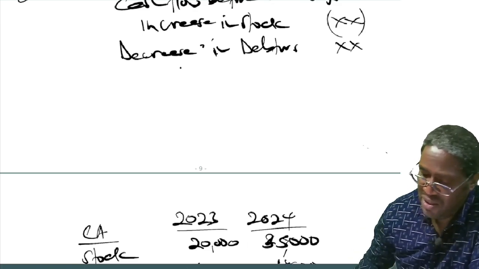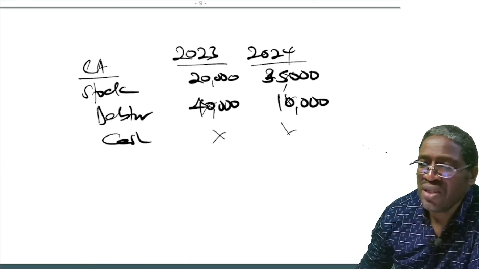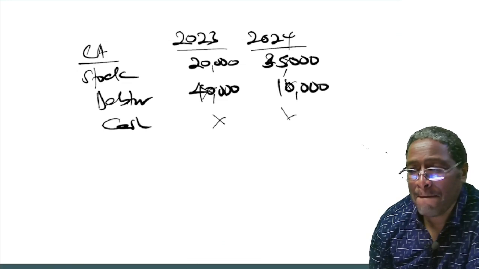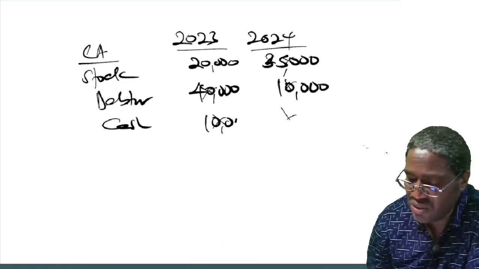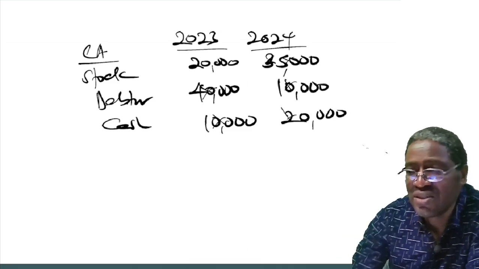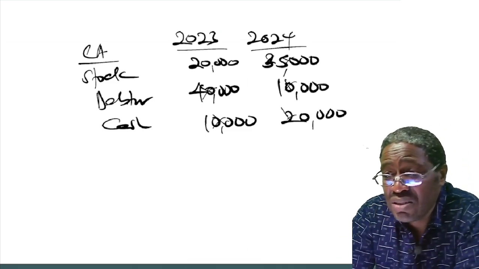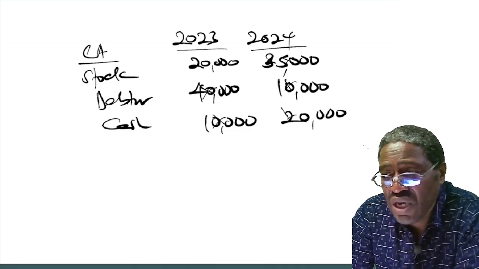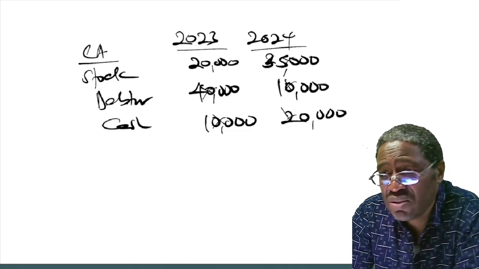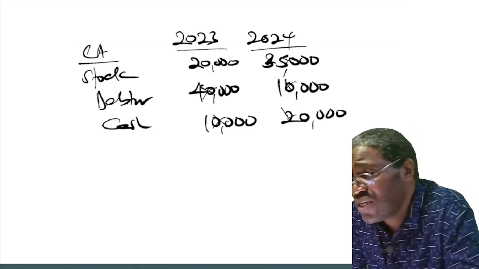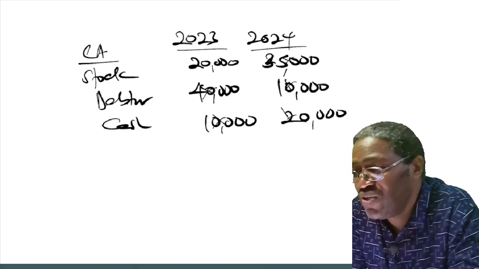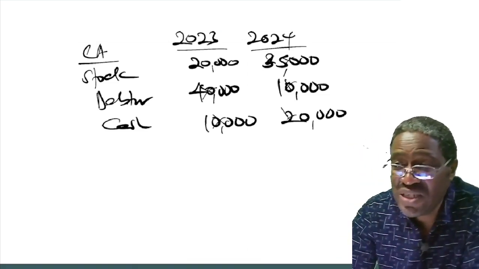Good. Next, we have cash. Maybe cash was 10,000. This time, 20,000. Listen, do we come and say increase in cash among the working capital items? Do we say increase in cash? Somebody has already answered. No. Good. Vincent, thank you. Already said no.